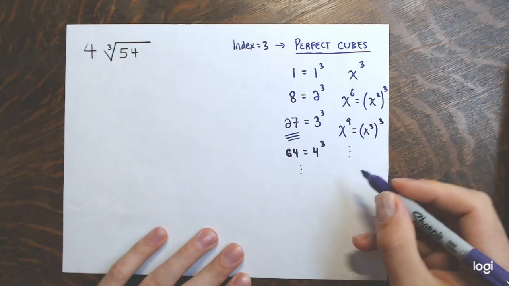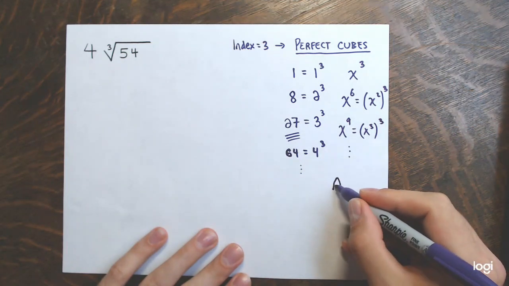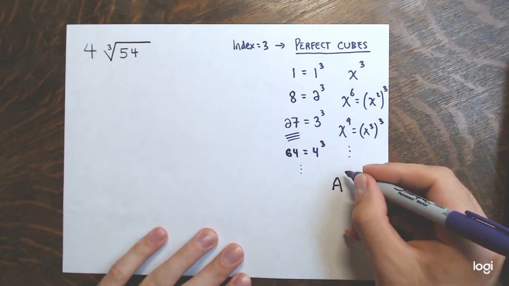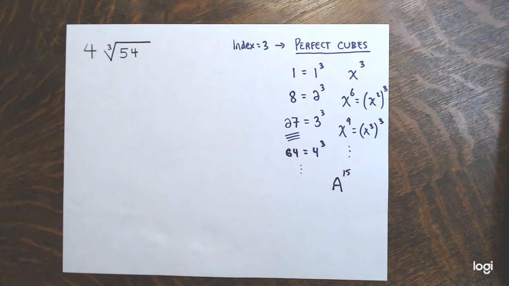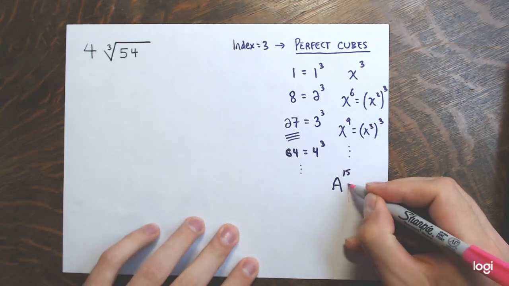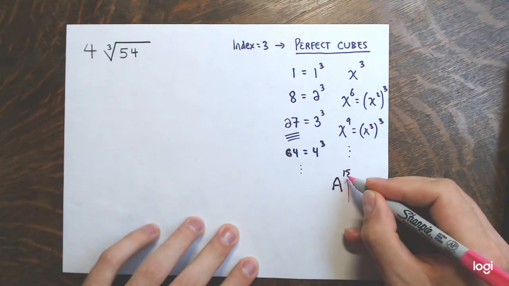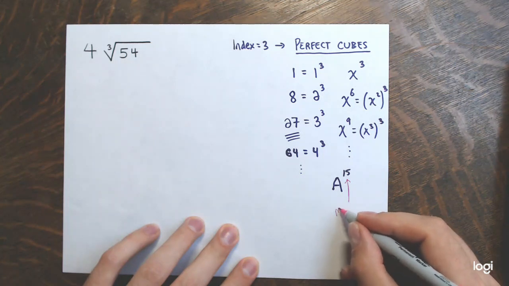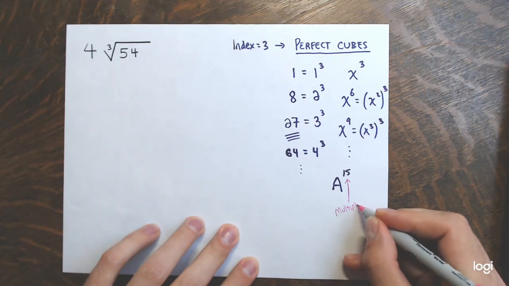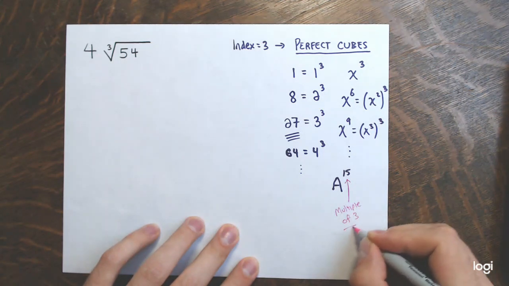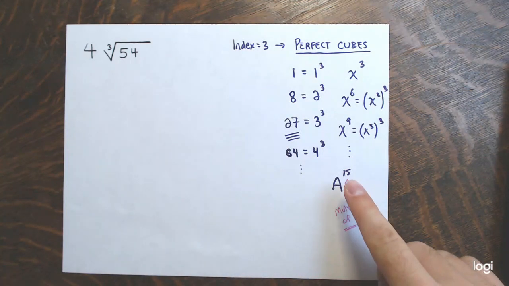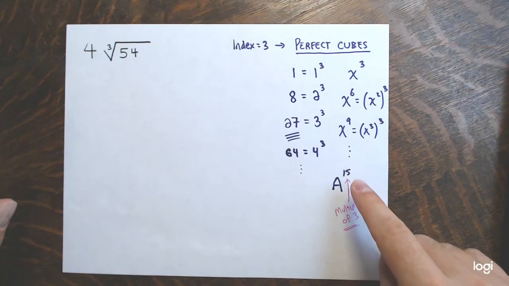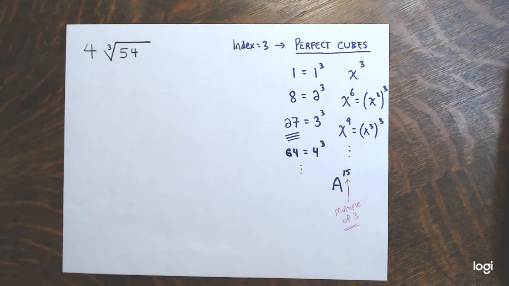So if you have something to some multiple of 3, maybe the 15th power or something, if you notice that you have a factor raised to a power that's a multiple of 3, then you know you have a perfect cube. A to the 15th, I could write as a to the 5th to the 3rd, a to the 5th cubed, using that power to a power rule.